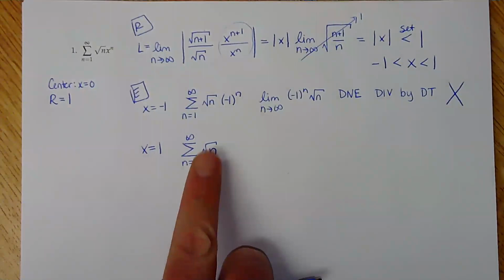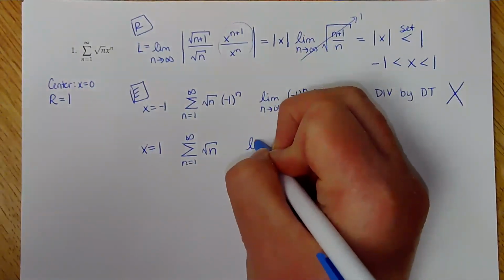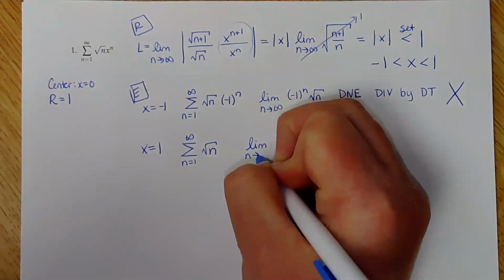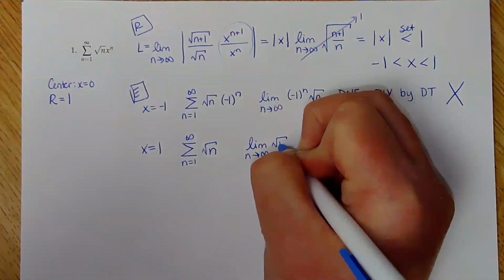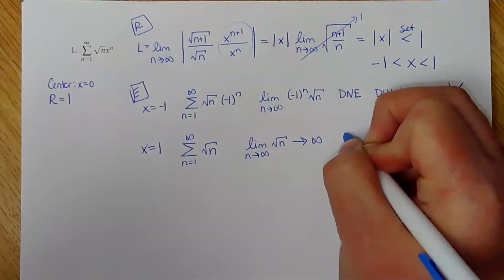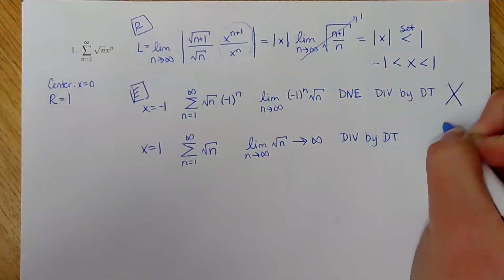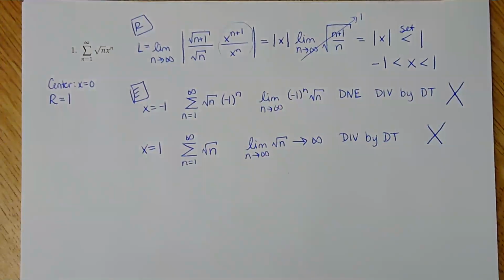And if I think about this again with the divergence test, this is going to infinity. So this is going to diverge on the divergence test. I'm going to just go ahead and write that down. So this limit as n goes to infinity of root n goes to infinity, so it diverges by the divergence test. And so we're not going to include that endpoint either.